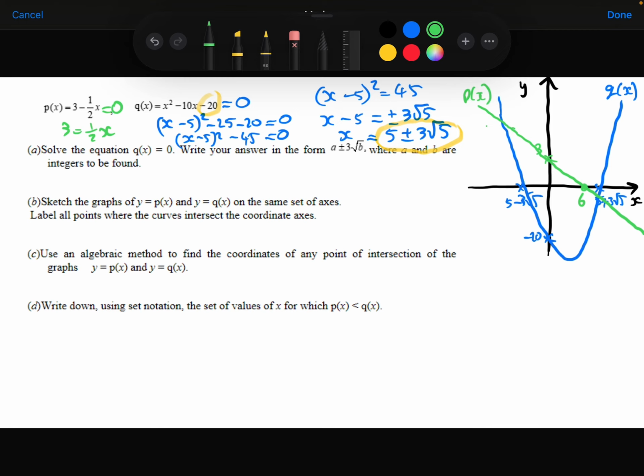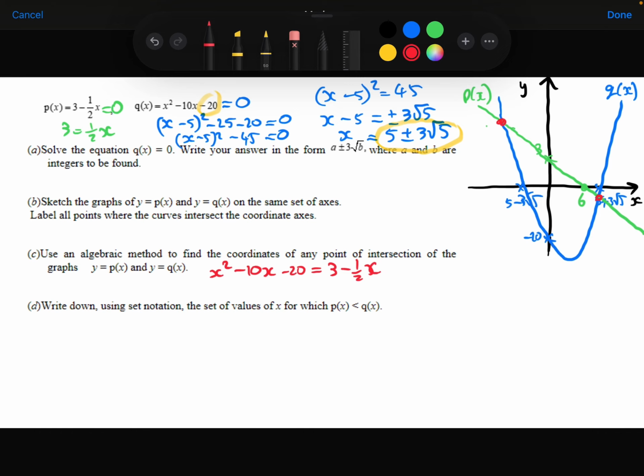Part C, use an algebraic method to find the coordinates of any points of intersections of the graphs. So we want the coordinates here and here. So I'm thinking simultaneous equations. When does p of x equal q of x? So that's x squared minus 10x minus 20 equals 3 minus 1 half x.